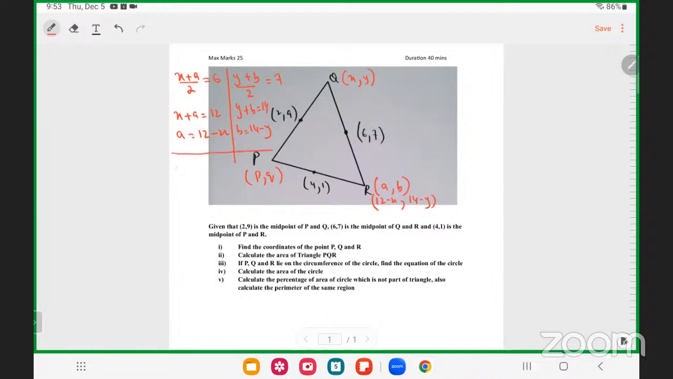So this will be (X plus P) divided by 2 is 2. X plus P is 4. P is 4 minus X. And (Y plus Q) divided by 2 is 9. Y plus Q is 18. Q is 18 minus Y.